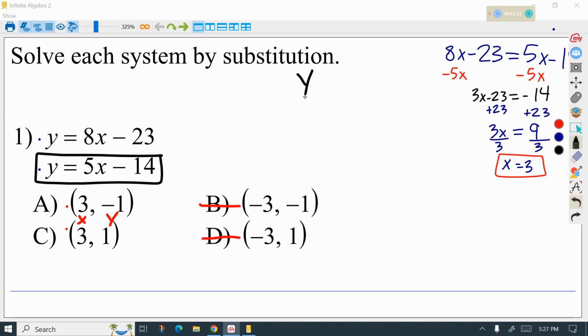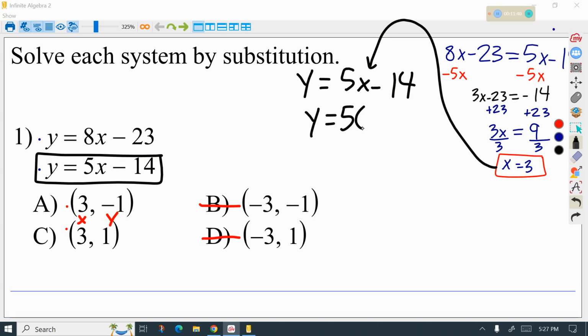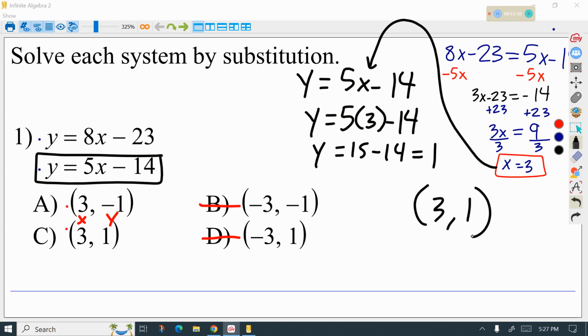So if we went the long way, the very next step would be to go write this on the side, right? Y equals 5x minus 14. And then I tell you guys to take that number and plug it in for x, right? So we got y equals 5 times 3 minus 14. Okay, but that's just 15 minus 14. And that's equal to 1. So we know this means that we have the point x equals 3, y equals 1.